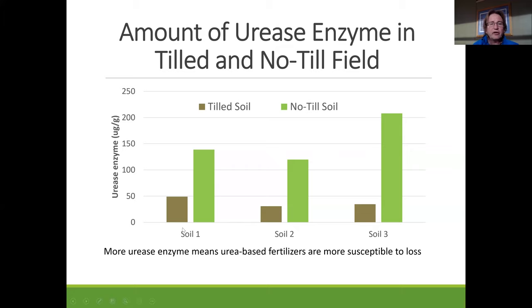So what this means is, and a lot of guys have done this, they've tried no-till and they've spread urea on top of the soil and they've realized a yield loss, and they blame that on no-till. Well, actually what's going on is you have more urease enzyme in the soil and that's breaking down your form of nitrogen and you're losing it to crop production. It's not necessarily the no-till system, it's the nitrogen management in the system due to the presence of the urease enzyme.